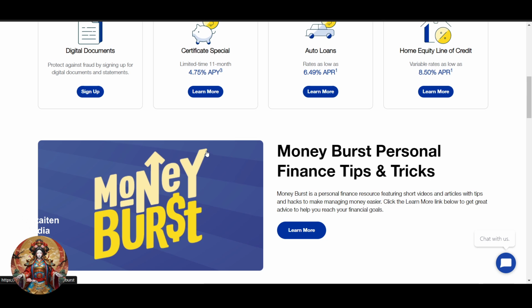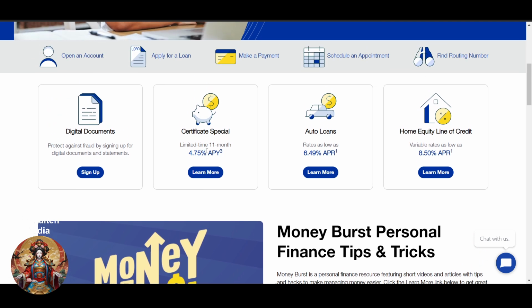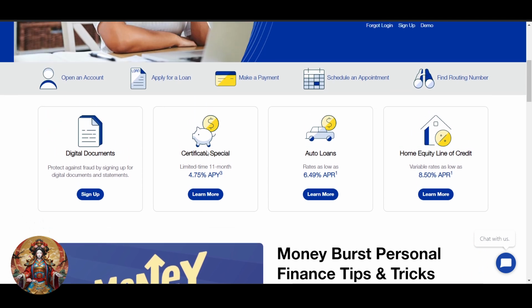Right, some financial institutions, including Truliant, offer a courtesy pay service where they may cover transactions that exceed your account balance. There are certain limits and fees too.